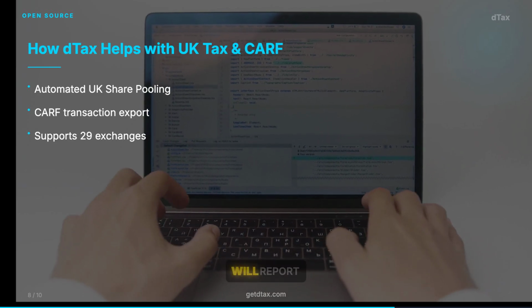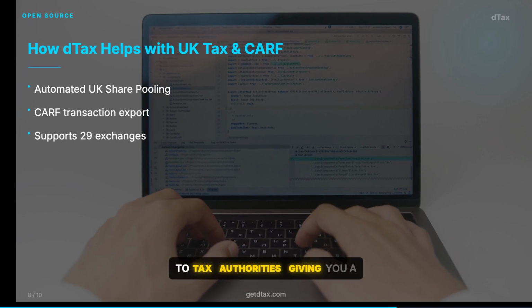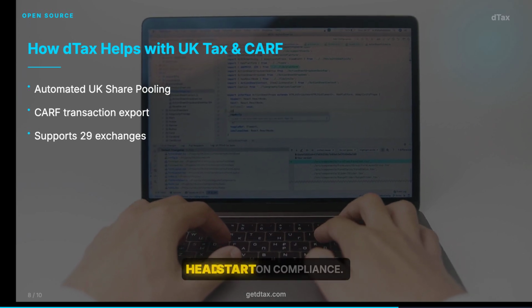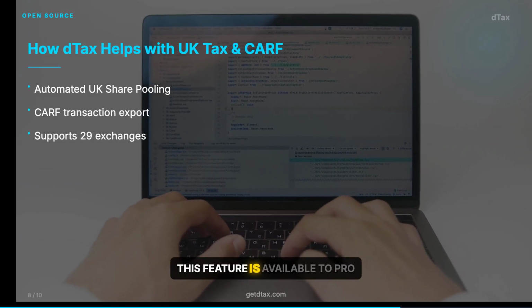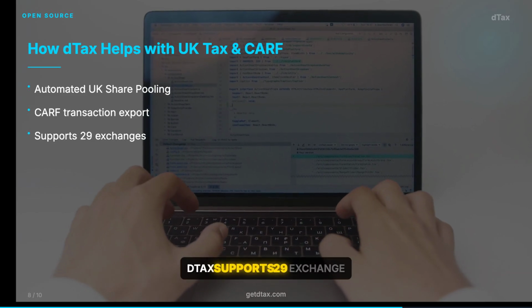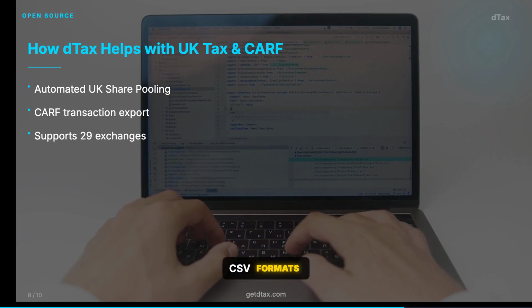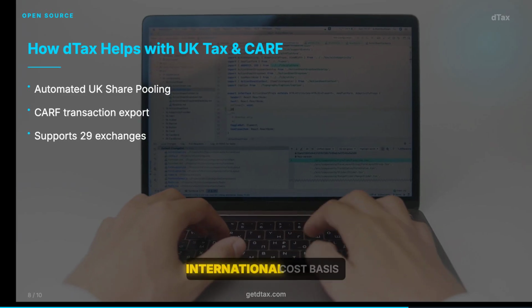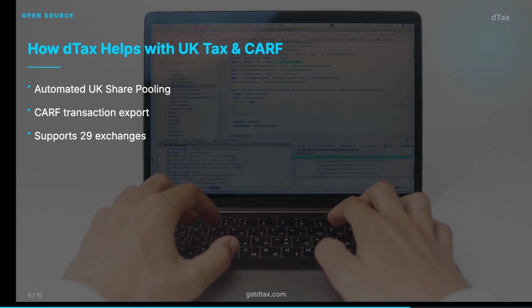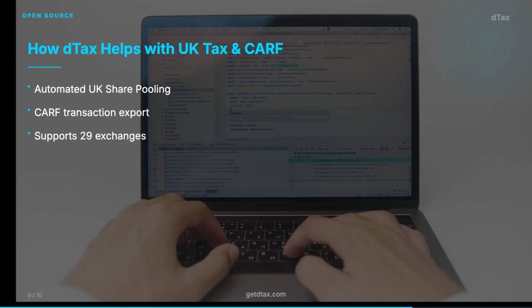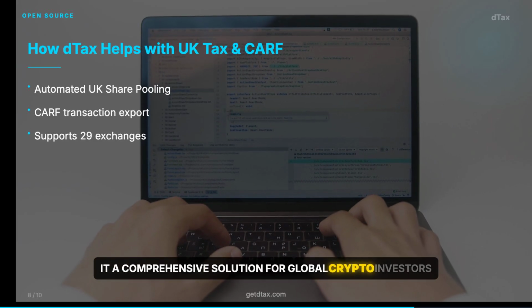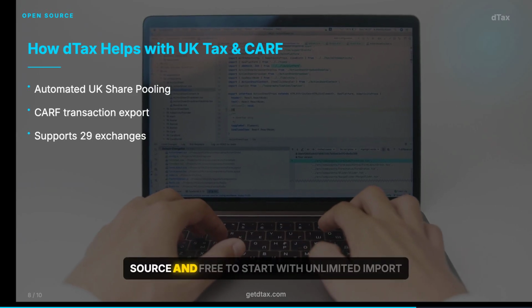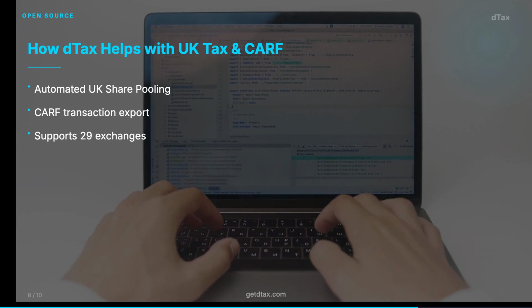dTax also automatically maps your transaction types to CARF reportable categories. For example, your buys and sells become crypto-fiat exchange, trades become crypto-crypto exchange, and even staking or mining rewards are mapped as income. This level of detail means tax authorities will have a comprehensive view of your crypto activity, making it crucial to have accurate records.